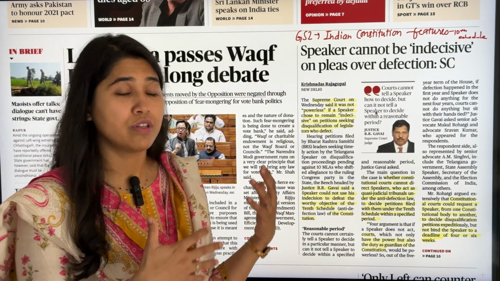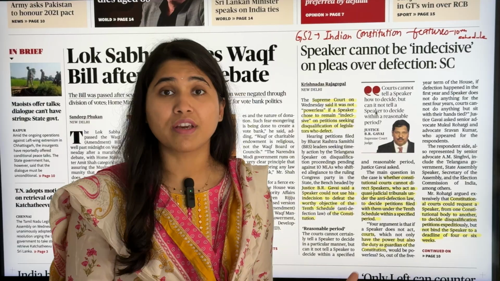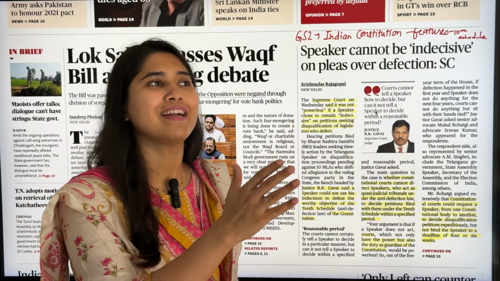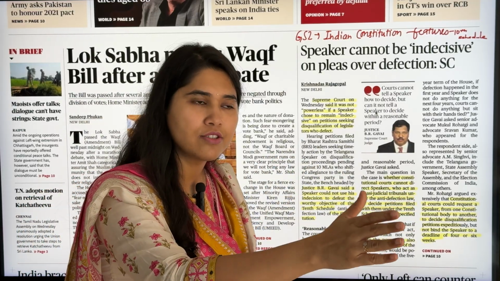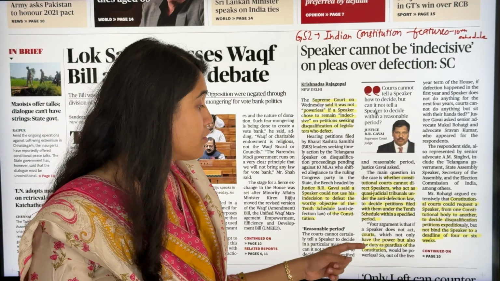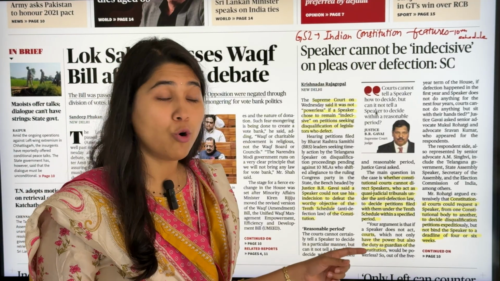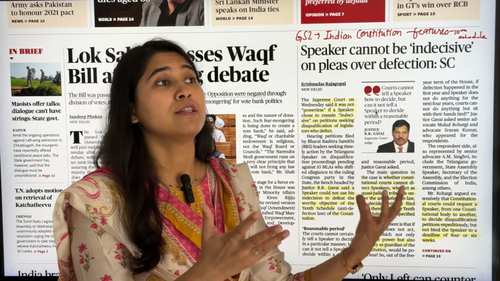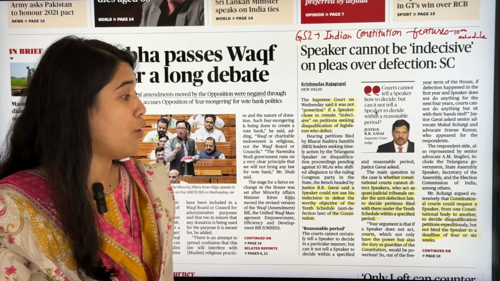So the Supreme Court is talking about whether they have that power. They will not interfere in the speaker's decision, but they do have the power to direct the speaker to take the decision within a prescribed period of time, right? Why? Because the Supreme Court has the duty as a guardian of the Constitution, and the 10th schedule is part of the Constitution. So it has to take care whether the provisions of the Constitution are being followed or not, right?